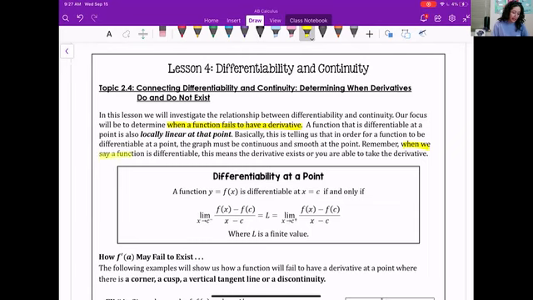Remember, when we say a function is differentiable, oh, this part's important. When we say a function is differentiable, this means that the derivative exists, or that you're able to take the derivative. Okay, so today when we're trying to find out, is the function differentiable? That just means, can I take the derivative or does the derivative exist?